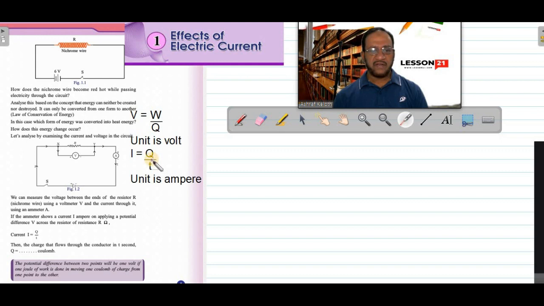The second quantity we discussed is the electric current, which is given by the equation I is equal to Q by T. Q is the total charge flowing in a time T. So charge flowing in 1 second is called electric current, and it is measured in the unit ampere. Ampere is the unit of electric current and volt is the unit of potential difference. Potential difference is the work done to move a unit positive charge from one point to another point.